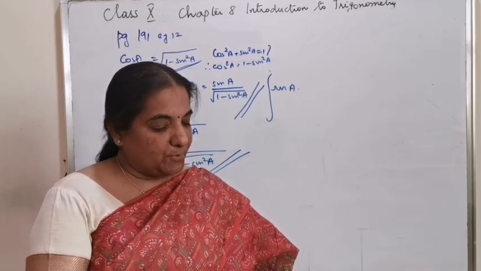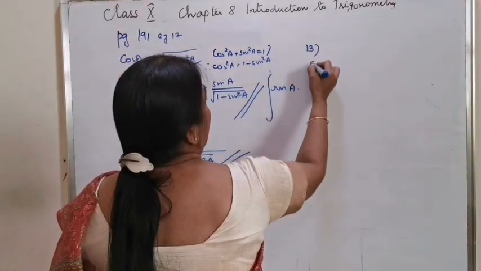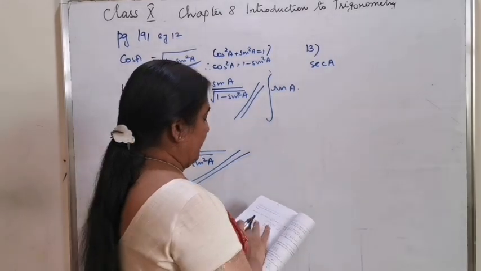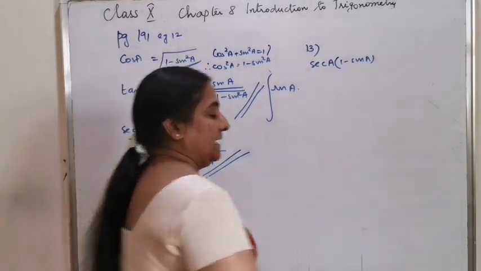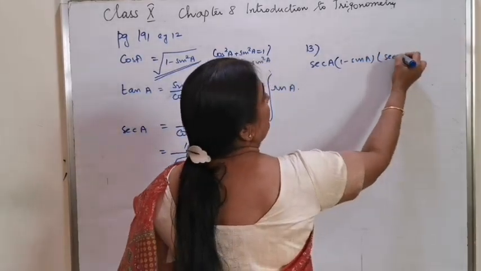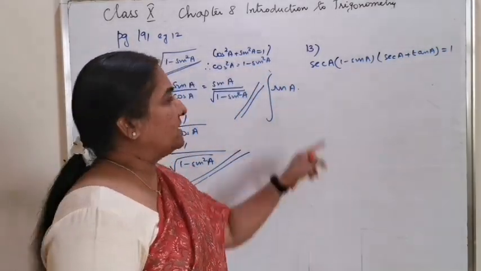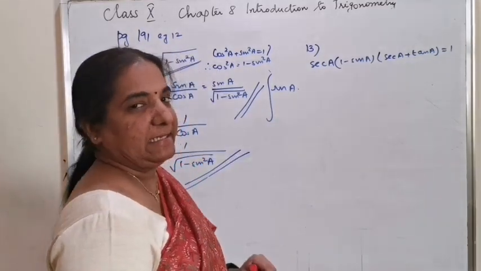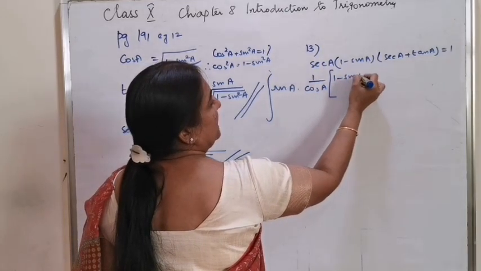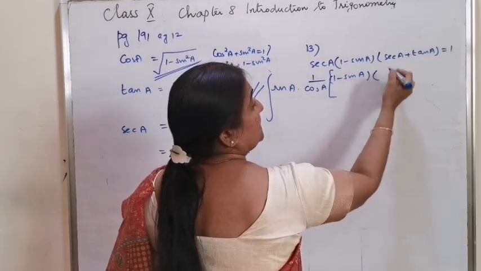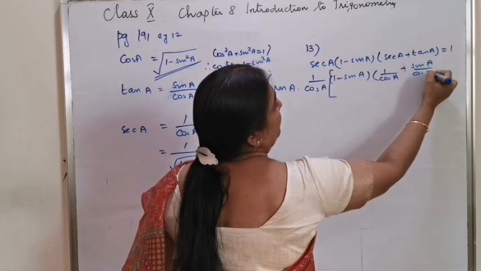Next one is prove that, it's an identity. Example 13, prove that sec A into 1 minus sin A into sec A plus tan A is equal to 1. Express each ratio in terms of sin theta and cos theta. Sec A can be written as 1 by cos A. 1 minus sin A will be retained as such. Sec A plus tan A can be written as 1 by cos A plus sin A by cos A.